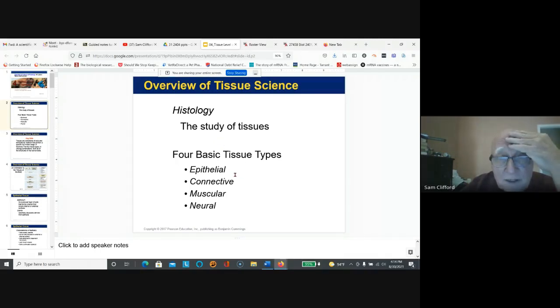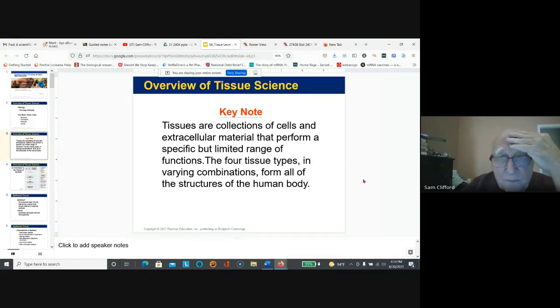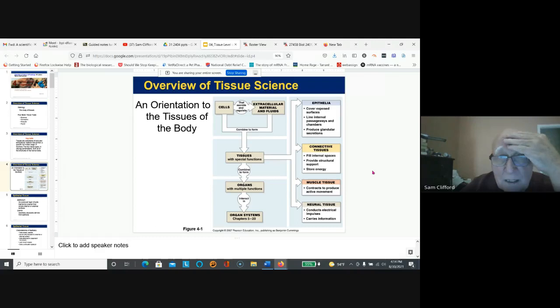So there are 4 types of tissue: skin, connective, muscles, nerves. So what are tissues? Collections of cells that perform a specific function. There are 4 types, and we'll go through them. Tissues are cells plus extracellular materials, so any connective tissue that holds the cells together. The cells secrete fluids and extracellular material. Cells are bound together, and they can combine to form organs and organ systems.